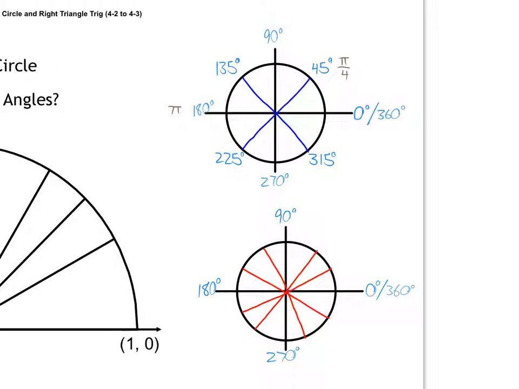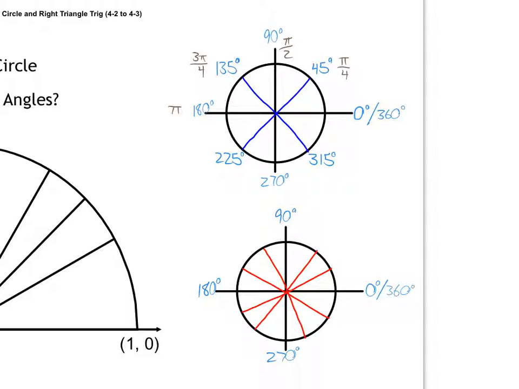Okay? And 90 is how much of a pi? Half. So good. It's going to be pi over 2. And then 134 is how much? 3 pi over 4. Yeah, it's 3/4 of a pi. So 3 pi over 4.